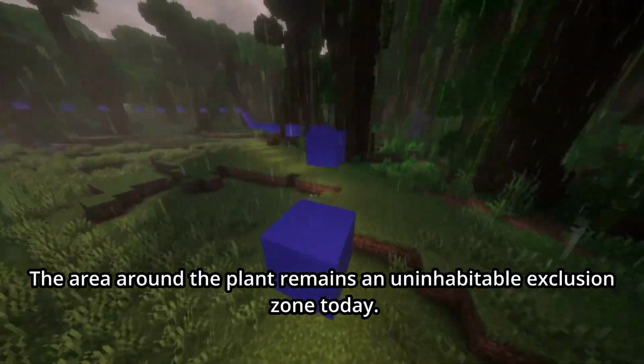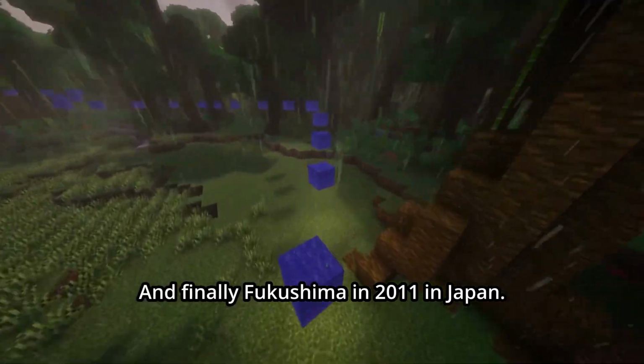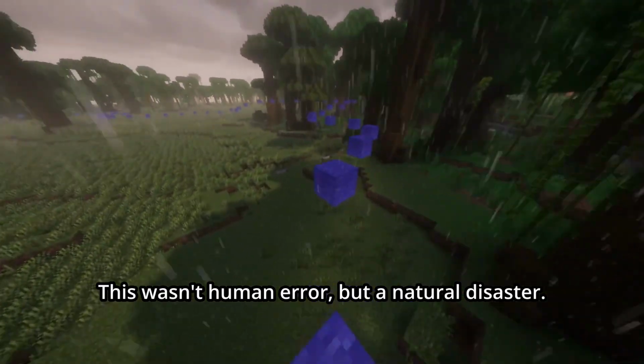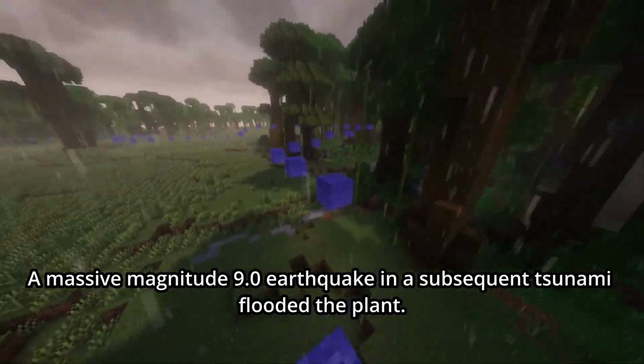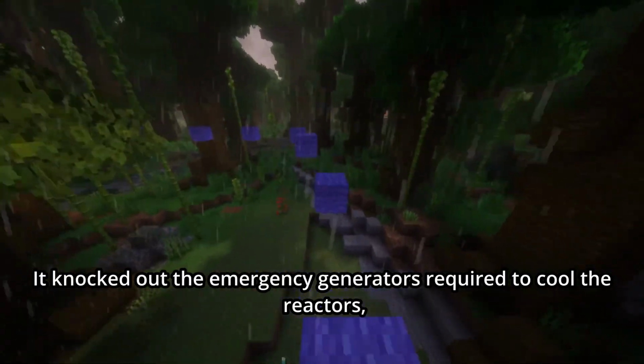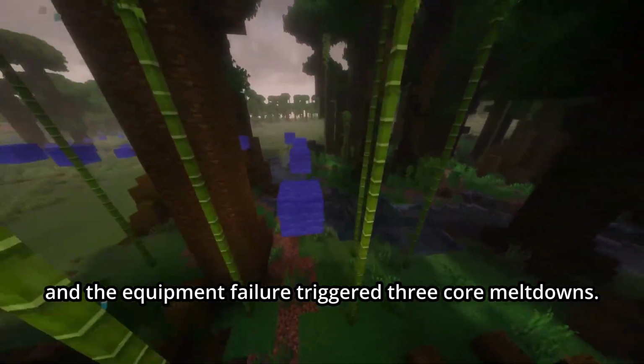The area around the plant remains an uninhabitable exclusion zone today. And finally, Fukushima in 2011 in Japan. This wasn't human error, but a natural disaster. A massive magnitude 9.0 earthquake and a subsequent tsunami flooded the plant. It knocked out the emergency generators required to cool the reactors, and the equipment failure triggered 3 core meltdowns.